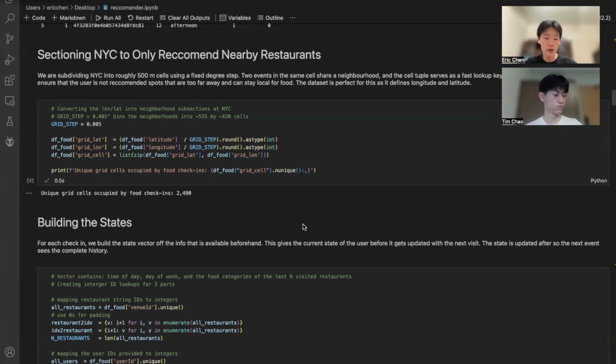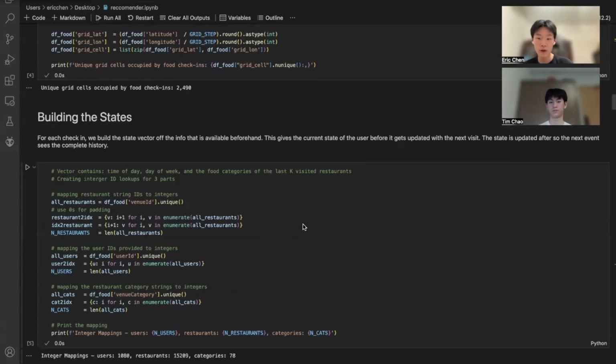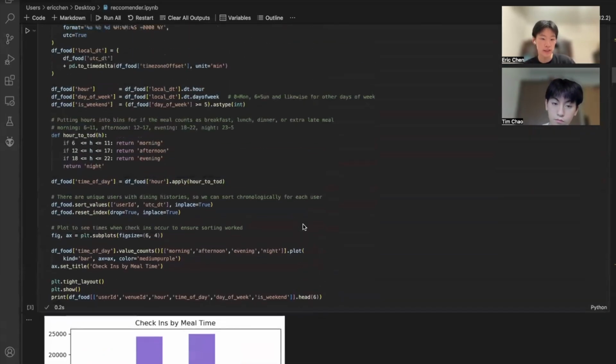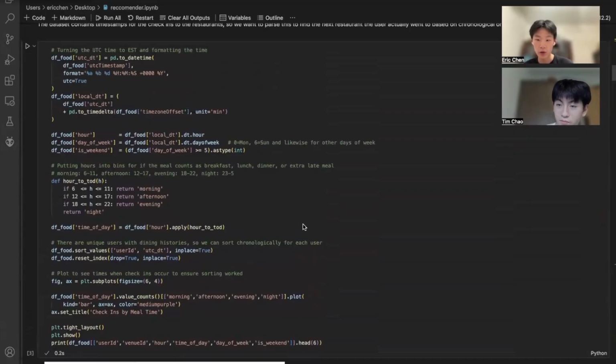And we also built a per user history. For each check-in, we check the last three restaurants they went to and the time of day that they went, and we can better capture patterns like repeat visits or stable food preferences.